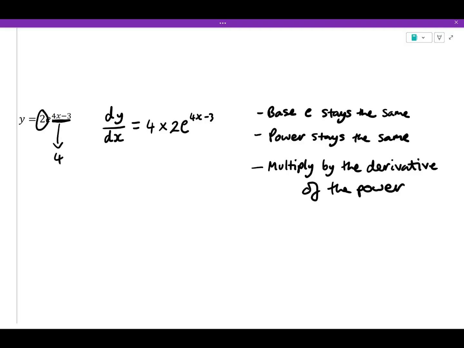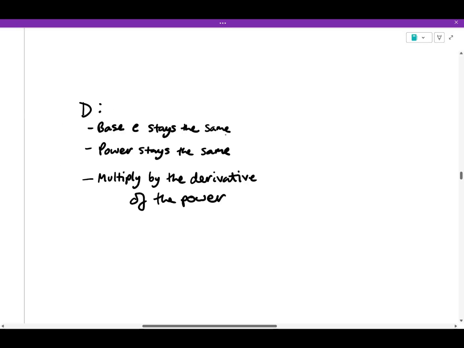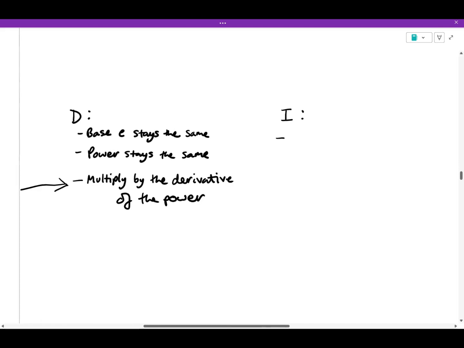So that's differentiation. We're now going to consider integration. For integration, we're going to have to do the inverse of what is written here. So I'm going to write I to represent integration. What we're going to have to do is start with our final step for differentiation and do the inverse of it. It says for differentiation, we need to multiply by the derivative of the power. Well, what's the inverse of that? It's going to be to divide by the derivative of the power.